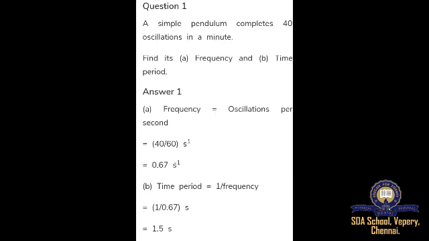Here the number of oscillations given is 40, divided by time, here they have given a minute. You have to convert this minute into seconds. We know that 1 minute is equal to 60 seconds. So you have to substitute 40 by 60, you will get 0.67 per second. Next you have to find the time period. The formula for time period is T is equal to 1 by F. Here 1 divided by F, just now we found, that is 0.67. So 1 divided by 0.67, you will get 1.5 seconds. So this is the first numerical problem.